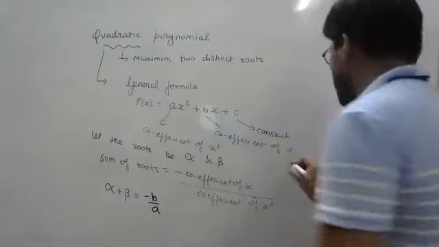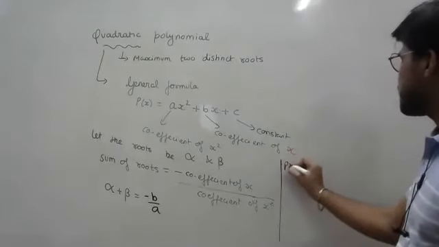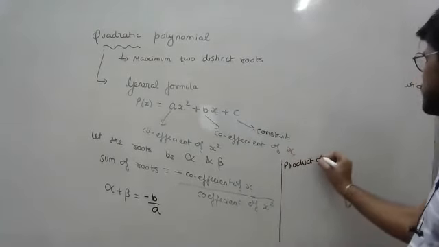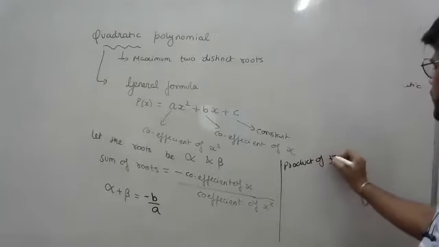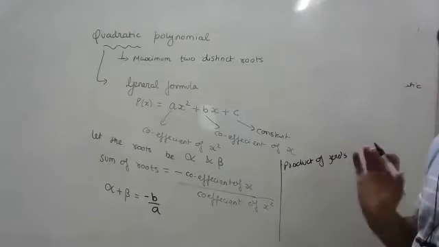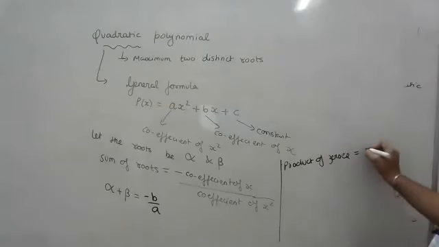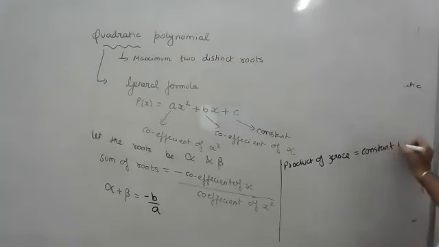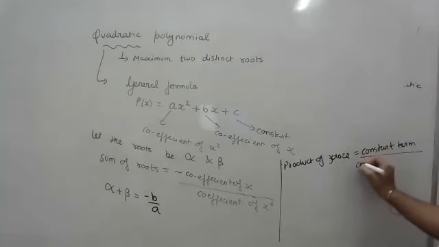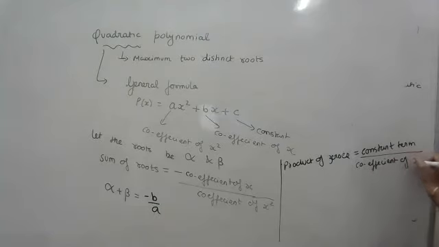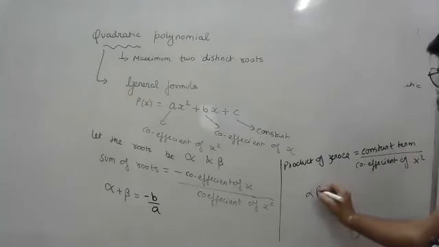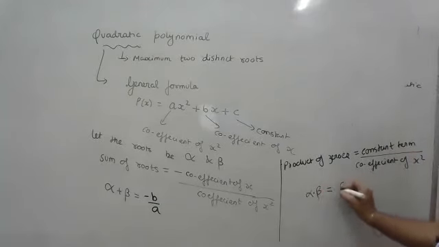And at the same time, the second relation: product of roots, product of zeros, you can say, roots also you can say. I am using both the words so that you are aware that zeros and roots both can be used. It is the constant term upon the coefficient of x square. So alpha into beta is c upon a.